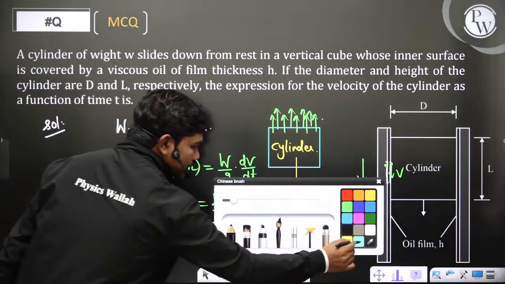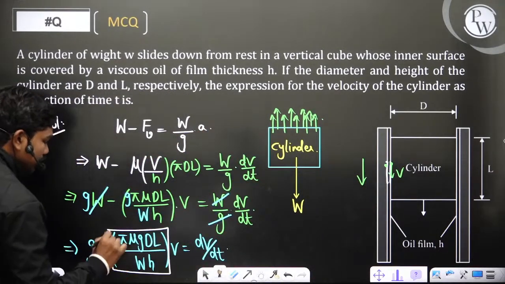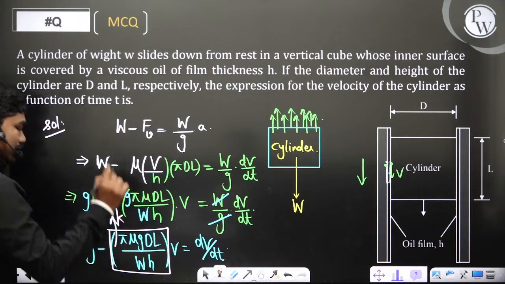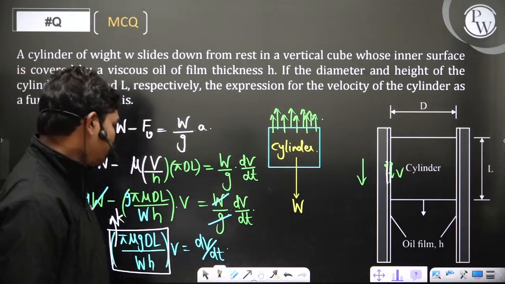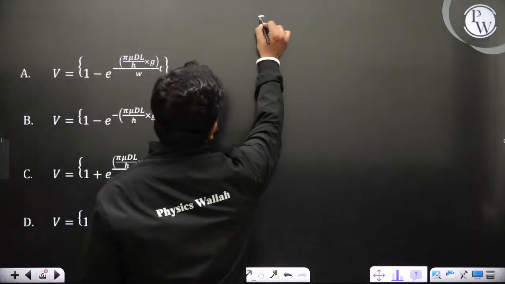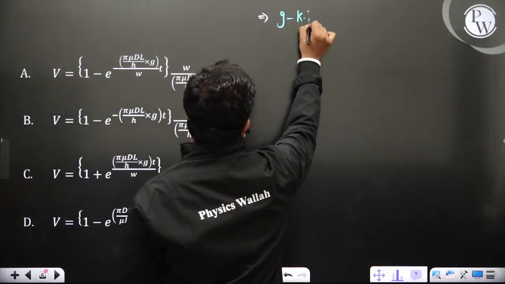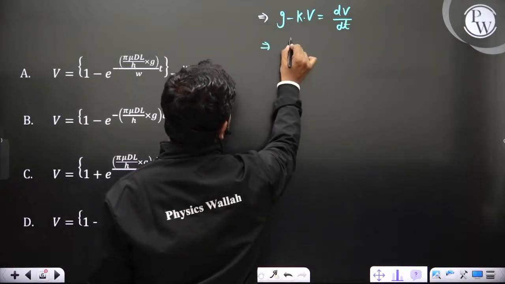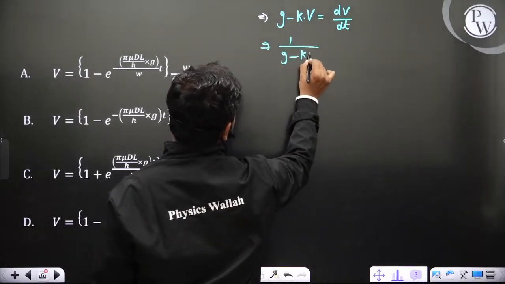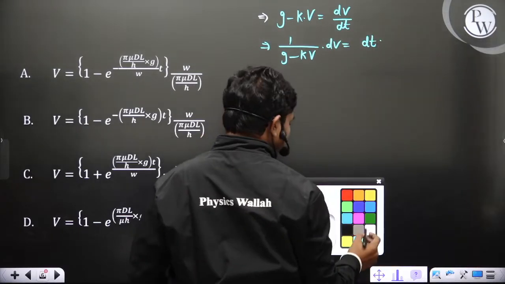Since this term in the brackets is actually a constant k, this is a single variable differential equation, obviously. So if you solve this, let us see what you have. g minus constant times v is equal to dv by dt. So this can be written as 1 by (g minus kv) dv is equal to dt, obviously. So this is what you get.